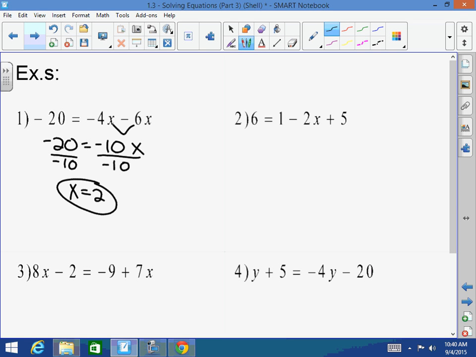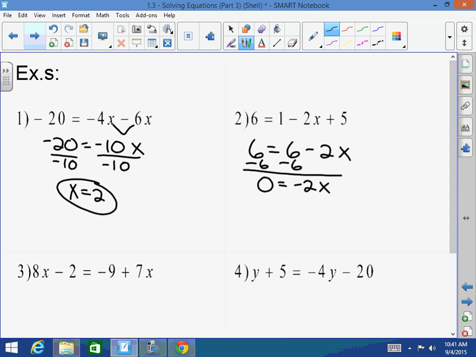Number 2. Again, I don't have any distributive property here, but can I combine like terms? Yes, I can. Very good. So I have 6 equals 1 plus 5 is 6 minus 2x, because numbers are like terms as well. Okay? Then, how do I solve for x here? That's exactly right. Subtract 6 to both sides. Thank you. Excellent. So I've got 0 equals negative 2x.